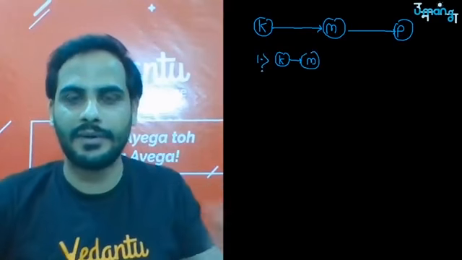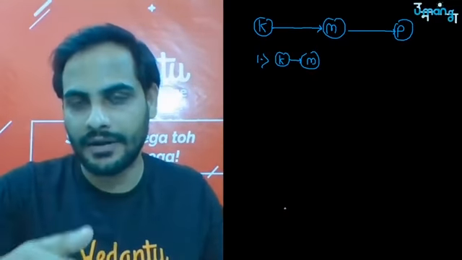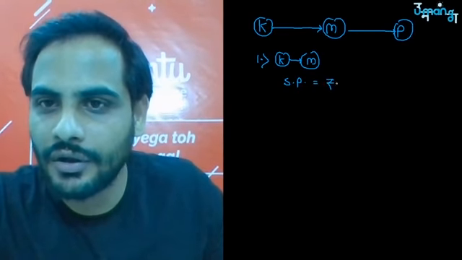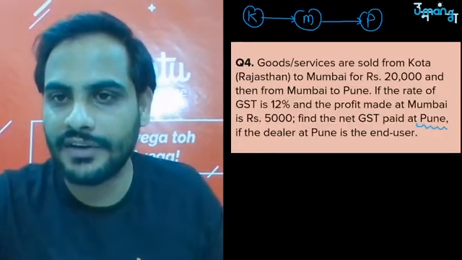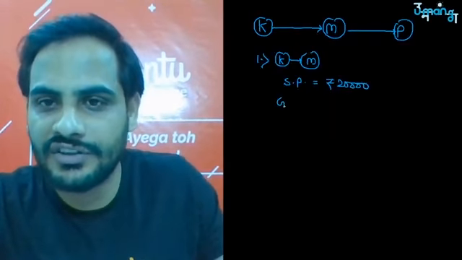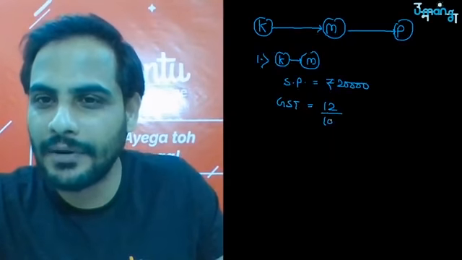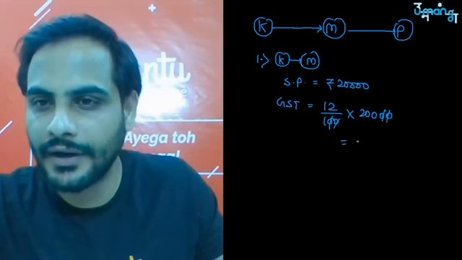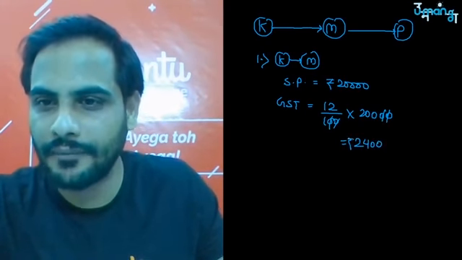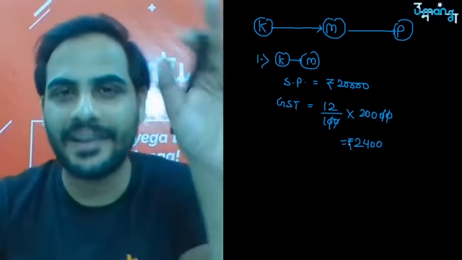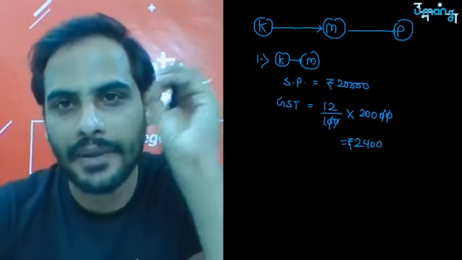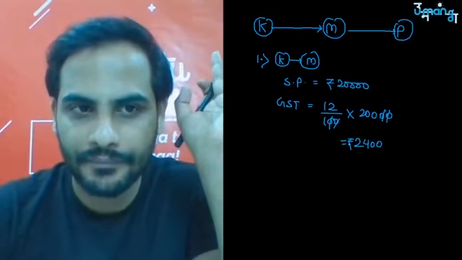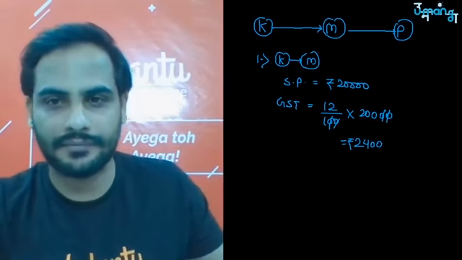In this case you know that the party at Kota is selling for 20,000. So I can say selling price is rupees 20,000. What is the tax percentage? It is 12 percentage. So how much GST will be there? 12 percentage of the selling price. So what are you getting at the end? Rupees 2,400. Rupees 2,400 is the tax which Mumbai has already paid to Kota. Got it? Now understand the second case.